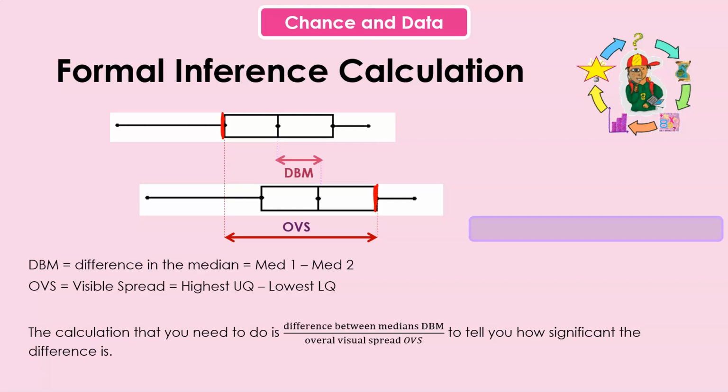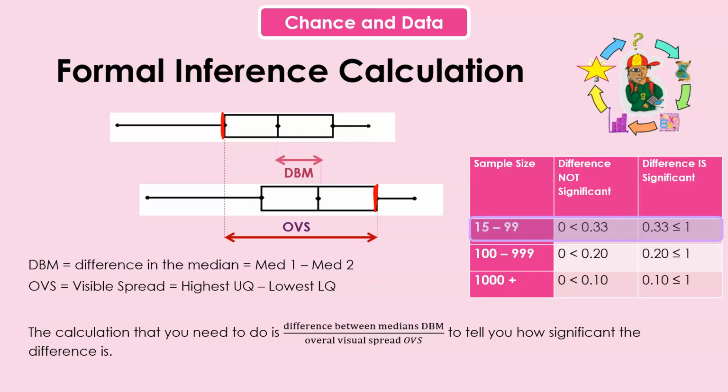And to work out whether there's a difference or not, or whether we can be confident there's a difference back in the population, we take the DBM and divide by the OVS. Generally, if it's less than 0.33, we say that the difference is not significant, which means that back in the population, it may not be different. Or we say it's significant, meaning that we're pretty confident no matter what sample we take, we'll always see a difference of the medians in the same way.